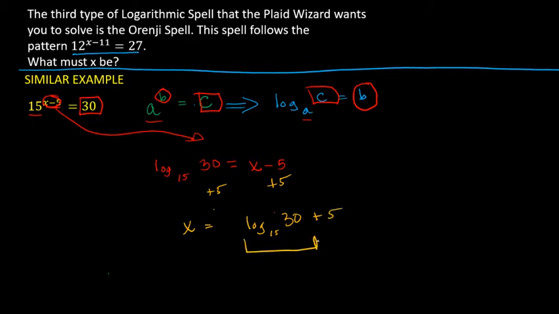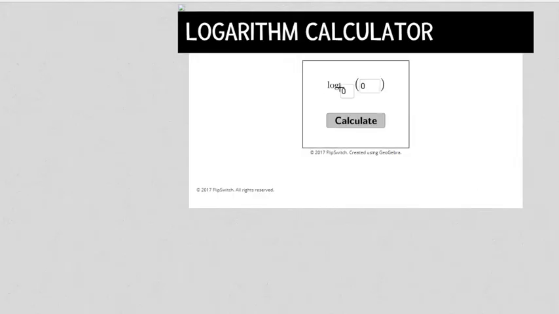Now I do want to simplify that, and you've been provided with a logarithm calculator. It's linked in your project. Okay, so all I have to do is type it in. It's going to solve it for me. Couldn't be more simple. So it was log base 15 of 30. And I'm going to calculate that. And I got approximately 1.25596.